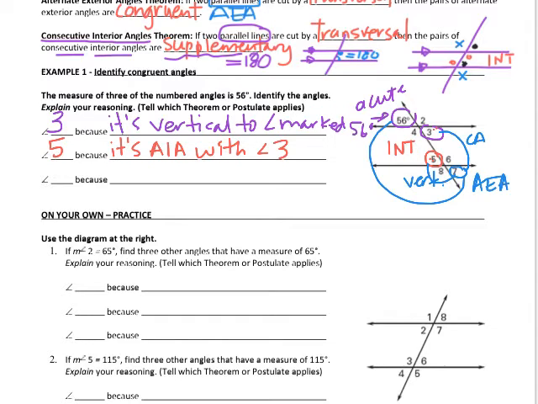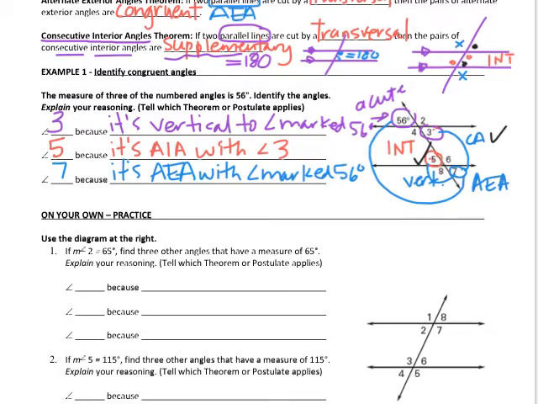So I'm going to say that angle 7 is 56 degrees because it is AEA with the angle marked 56 degrees. We don't have a number or a name for that angle, so I just have to say angle marked 56 degrees. Could you have said the other two things that I mentioned? Of course. You could have said that it was corresponding with angle 3. You could have said that it's vertical to angle 5 as well.